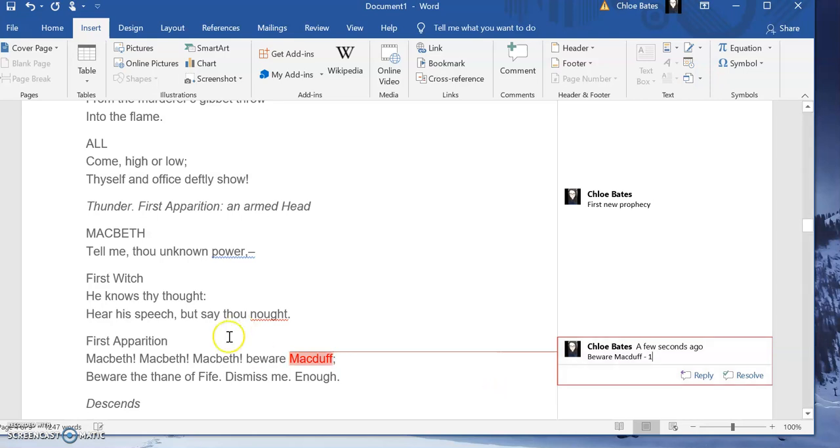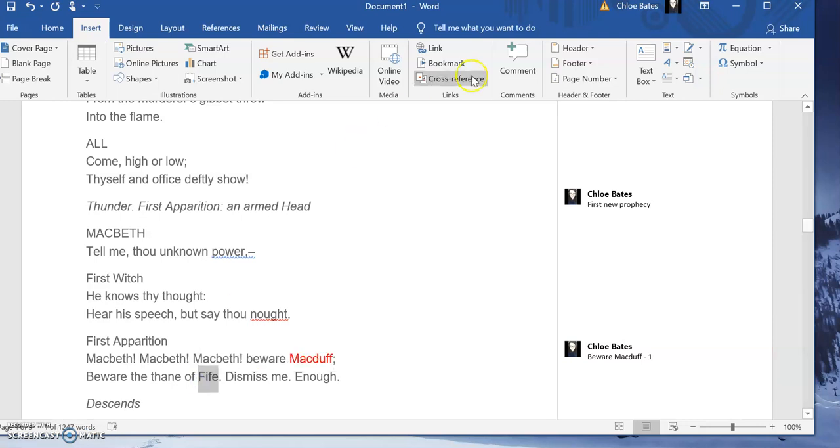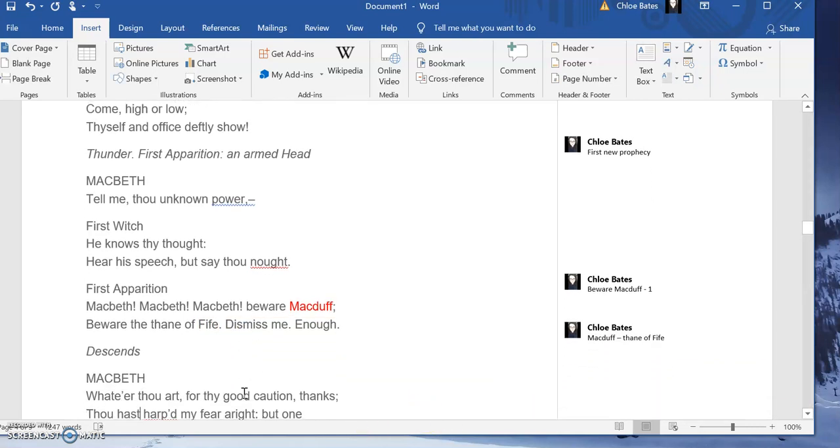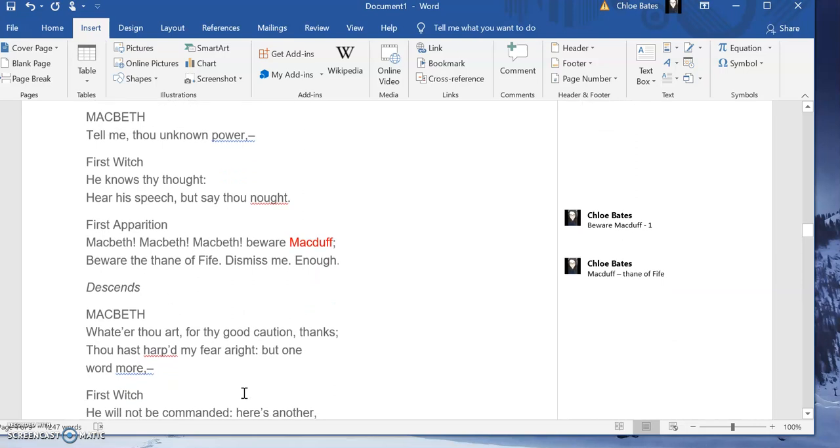So he's also the Thane of Fife. Don't forget that, because that will become important later on, and I will reference that. So Macduff is the Thane of Fife. God, that's a tongue twister. Just like Macbeth was Thane of Cawdor. So it's a place that they are sort of looking after and ahead of. Make sure you remember that. Dismiss me enough. So he disappears after that rhyming couplet. So that's the first new thing Macbeth now knows.